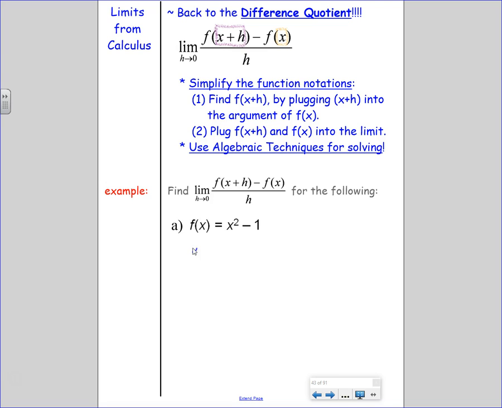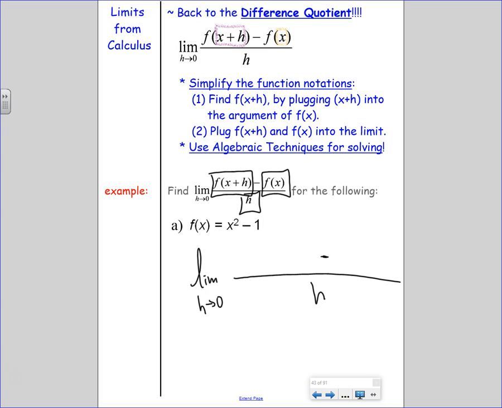How do I plug into this formula? You guys are honors. Can we do it all at once and not piece by piece? First of all, I need this guy. Second of all, I need that guy. Third of all, I need that guy. And that's just to plug into the formula. Who's the easiest guy to plug in? H, because it's just H.